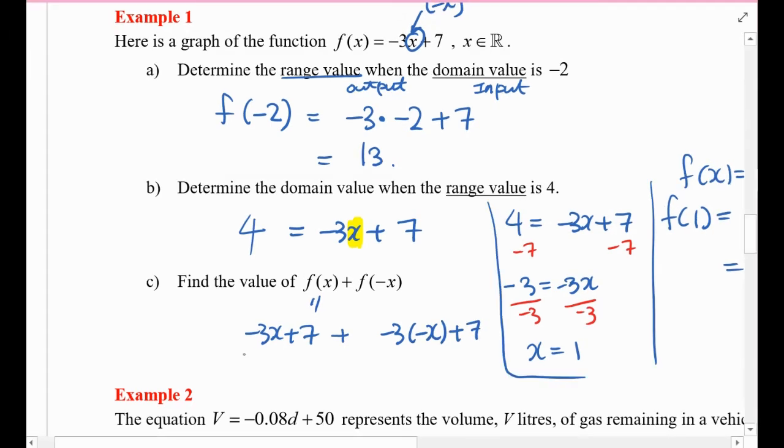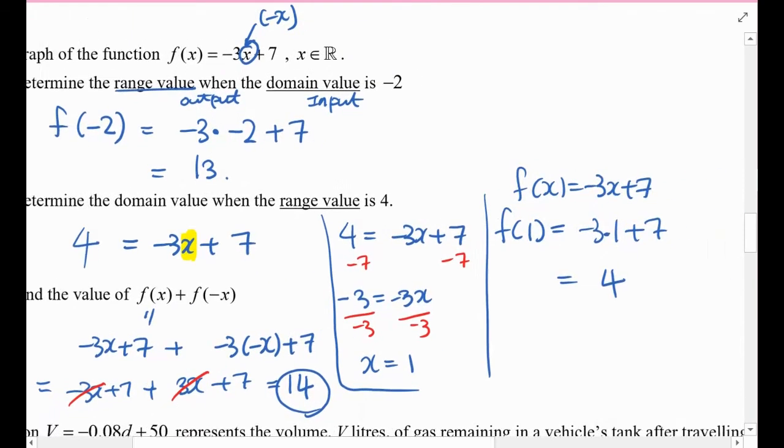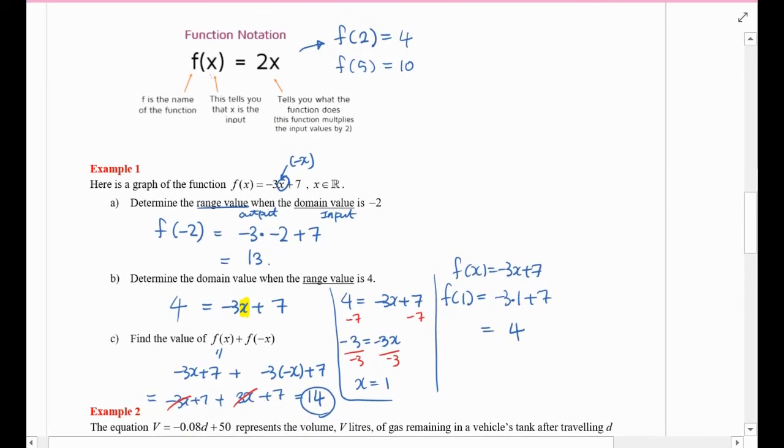Okay, let's calculate this. So negative 3x plus 7 plus negative 3 times negative 5 becomes positive 3x plus 7. Okay, then negative 3x will be cancelled. 7 plus 7 becomes 14. So if you calculate this, the answer will be 14. Okay? So what's important here?